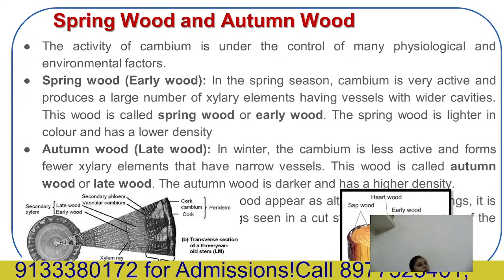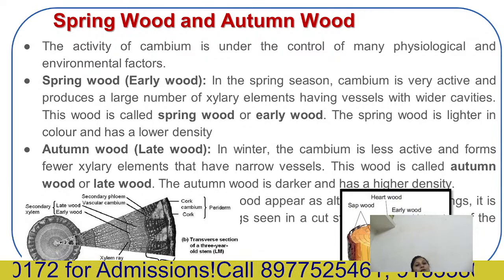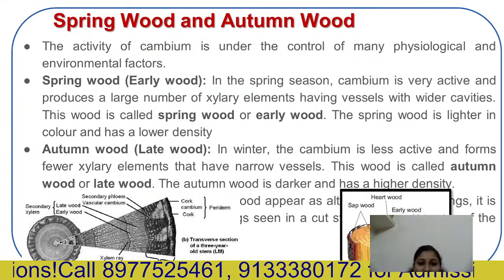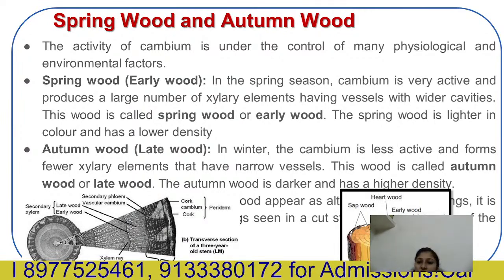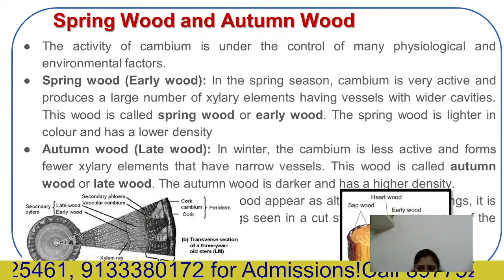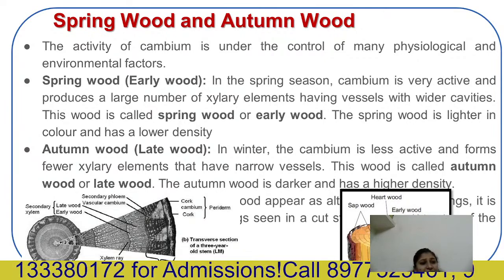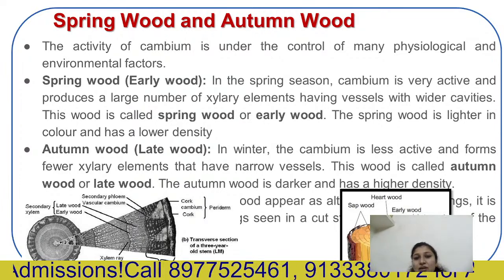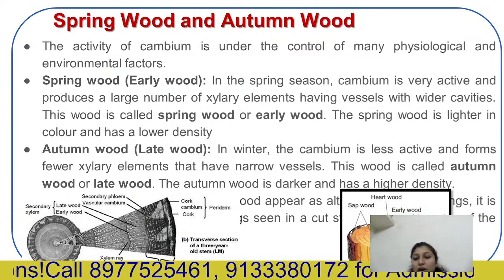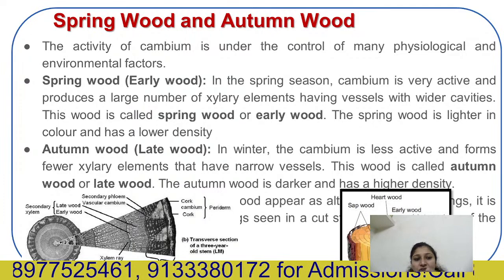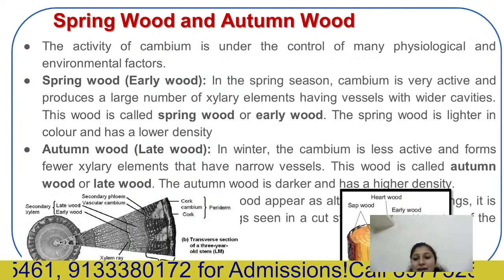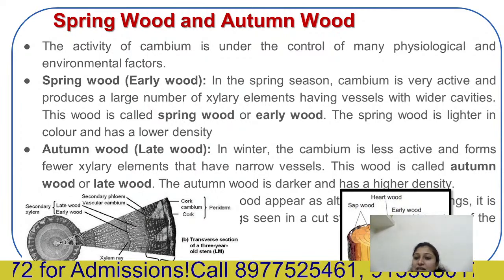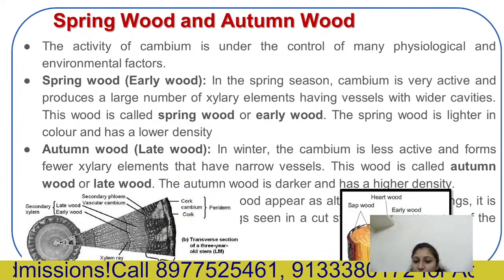Then spring wood and autumn wood. So activity of cambium is under the control of many physiological factors. Wood developed in the spring season is known as spring wood or early wood. This cambium is very active and produces a large number of xylem elements. The number of xylem elements is large in case of spring wood because water conduction is more as it is spring. Then in case of autumn, cambium is less active and forms fewer xylem elements, only narrow vessels. This wood is called autumn wood or late wood.